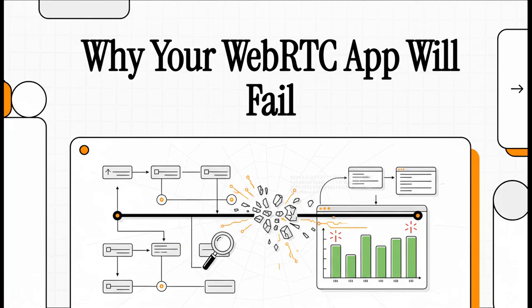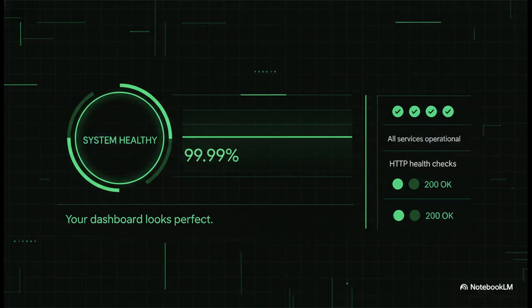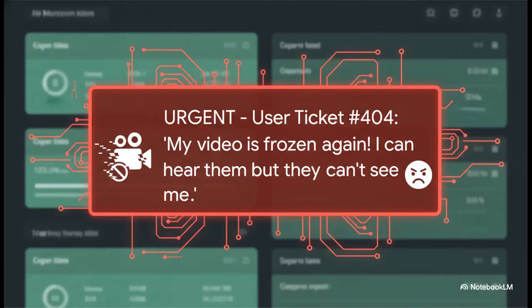Let's get right into it. We're talking about one of the sneakiest, most dangerous failures you can have in production, the kind where everything looks perfectly healthy right before it all just implodes. So picture this. You're looking at your production dashboard. It's a beautiful sea of green. Your uptime is 99.99%. All your services are happily reporting back as operational. Every single health check is coming back with a perfect 200 OK. As far as you're concerned, the system is absolutely bulletproof. And then, bam, this ticket hits your inbox, an urgent one.